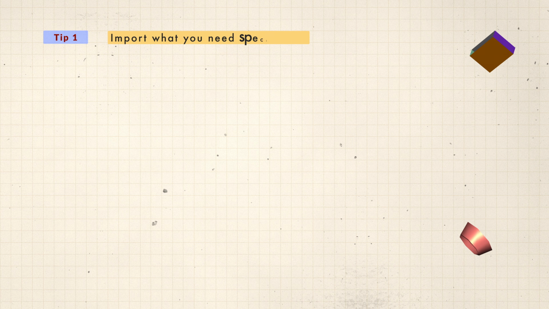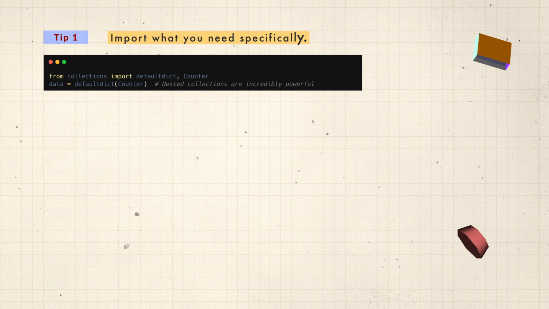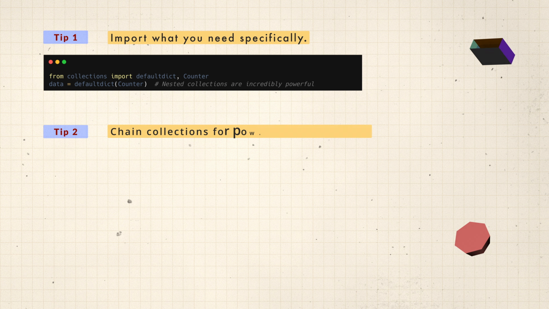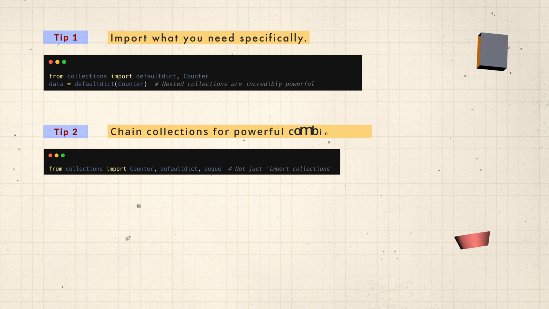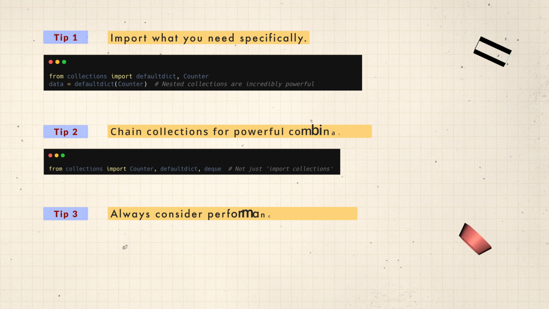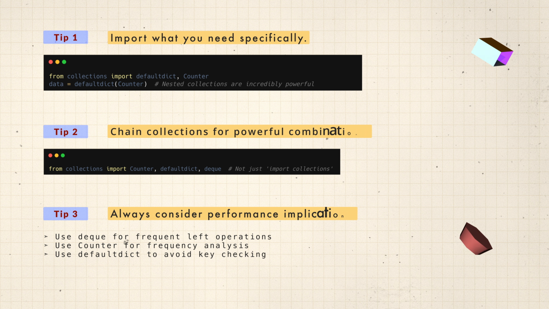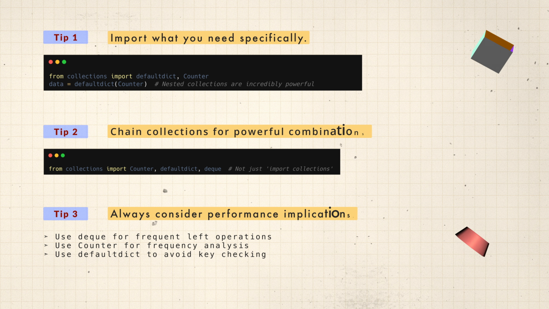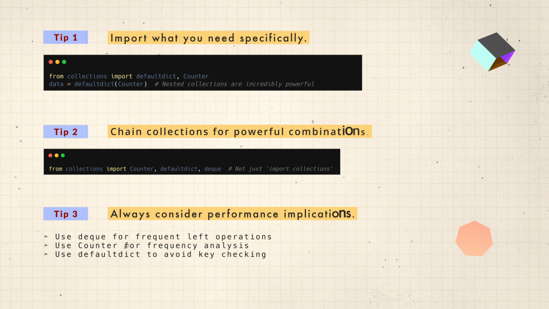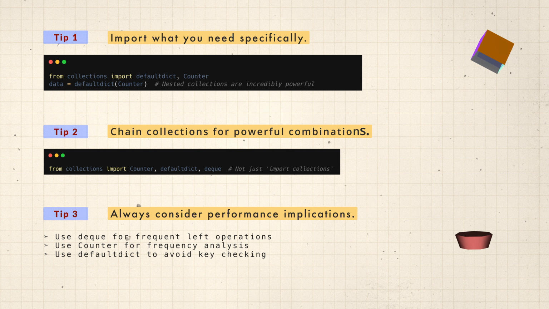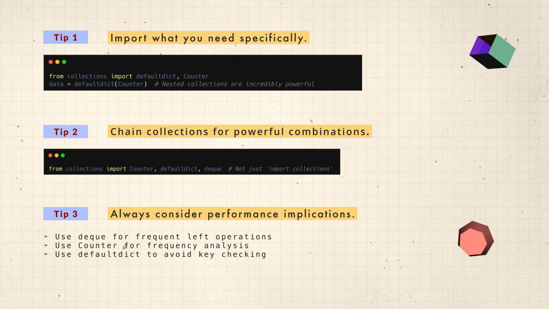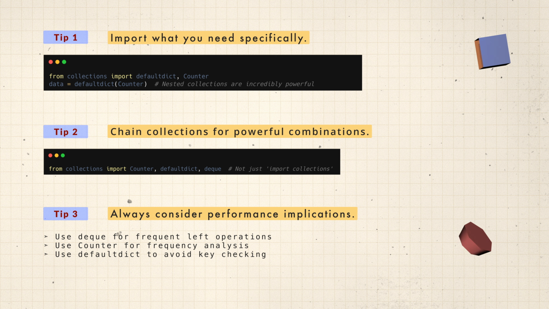We've covered 8 incredible ways to use Python's collections module, from simple counting with Counter to building complex systems with multiple specialized containers. Before we wrap up, here are my top 3 tips for using collections effectively. The collections module is one of Python's best-kept secrets, and now you have the knowledge to use it like a pro. These techniques will make your code cleaner, faster, and more Pythonic.